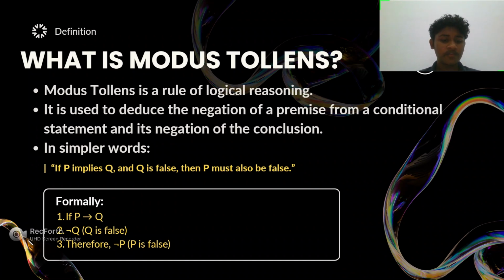Let's look at the logical form. If P implies Q, and Q is false, then P is also false. This pattern is known as denying the consequent.